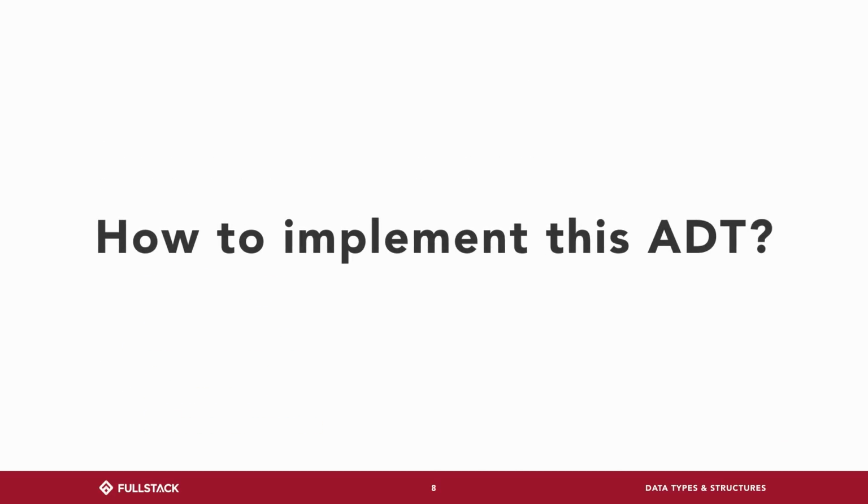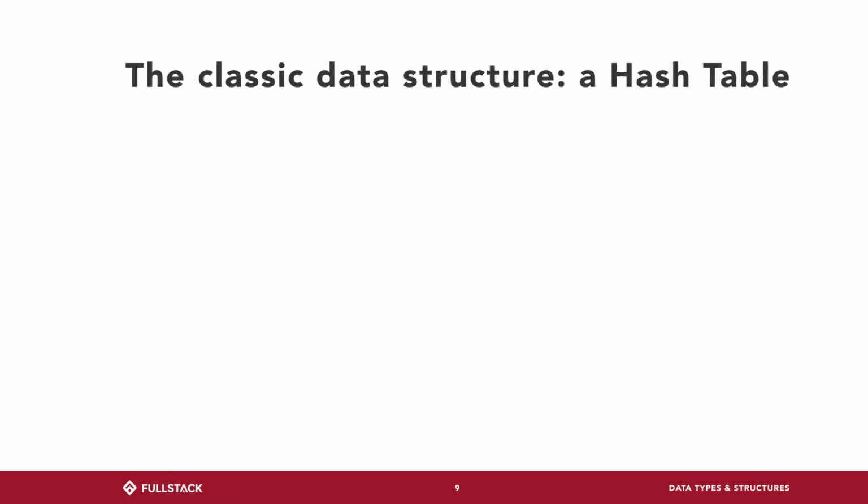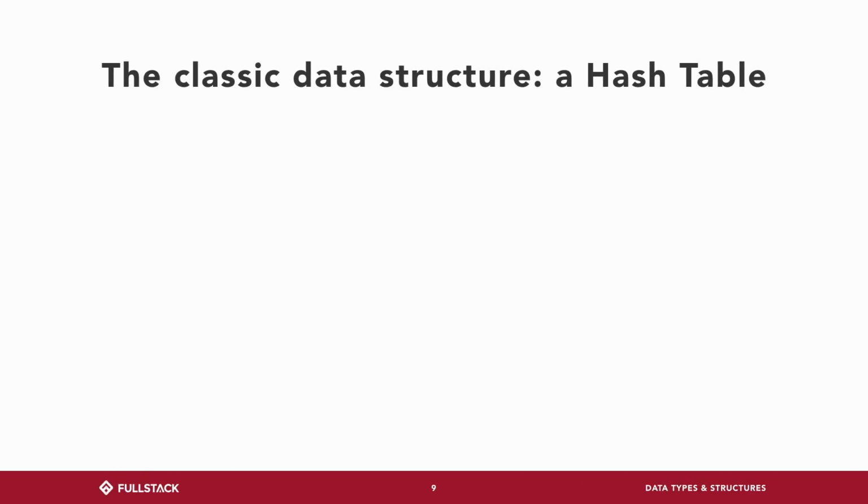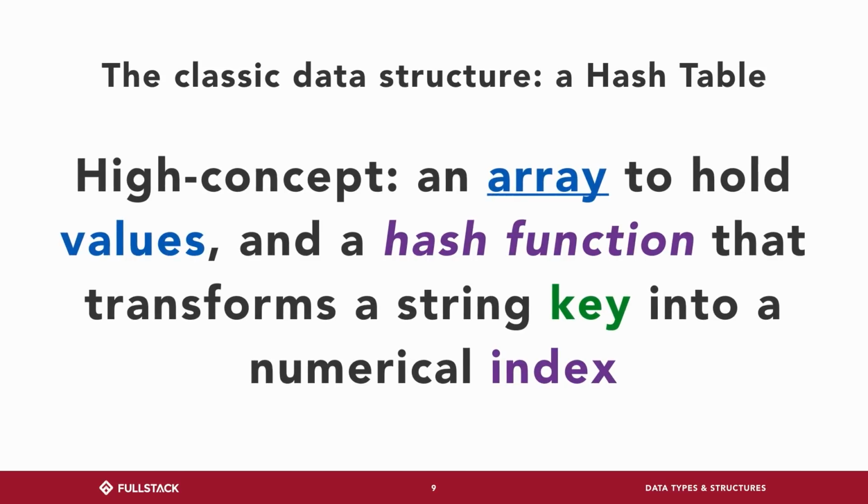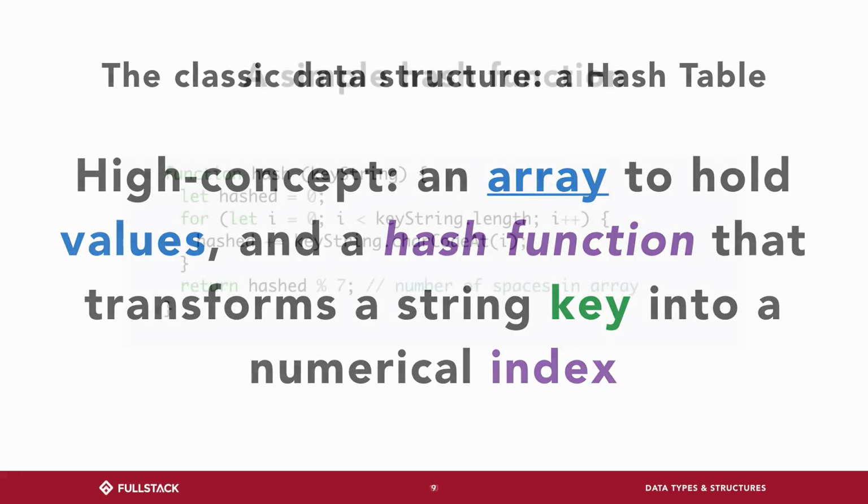So now that we know we want this behavior, let's think about how we might implement this with a data structure. The classic data structure for implementing the dictionary abstract data type is called a hash table. A hash table has two main ingredients. Our first ingredient is that we need a contiguous array that's going to hold the values stored in it. And the second ingredient is going to be a special kind of function called a hash function, whose job is to transform some string key into a numerical index in that array.